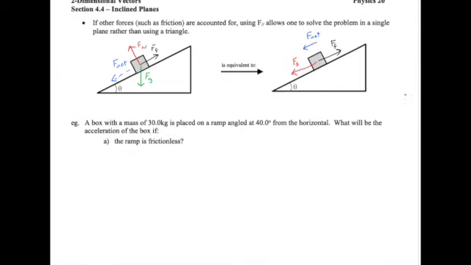So let's try a couple of problems with these. For the first one, we have a box with a mass of 30 kilograms placed on a ramp angled at 40 degrees from the horizontal. And we're looking at the acceleration for a frictionless case, and then if we have a coefficient of friction. So I'll just draw a quick free body diagram for these. So we'll have our ramp. This one's angled up at 40 degrees. Now the angle given is always from that horizontal, so that'll be this one down here.